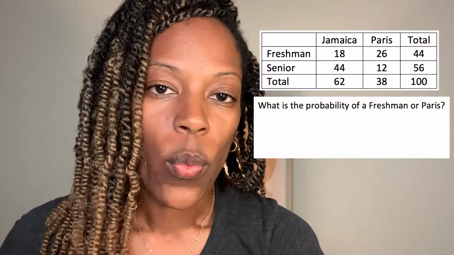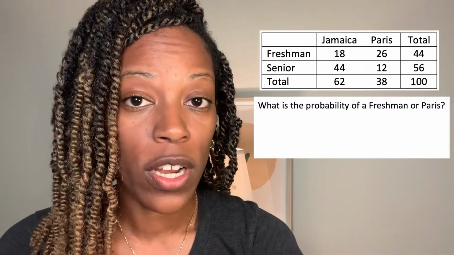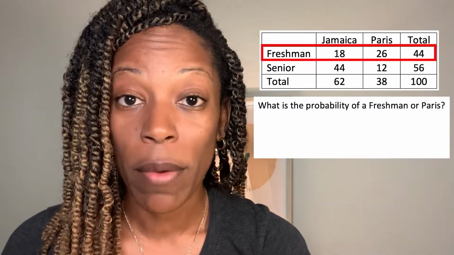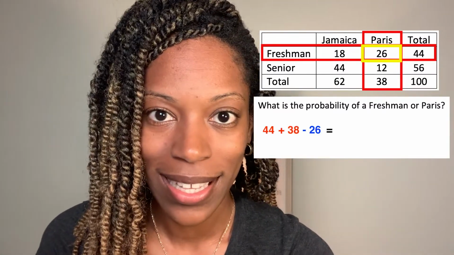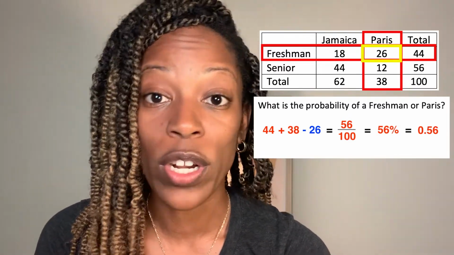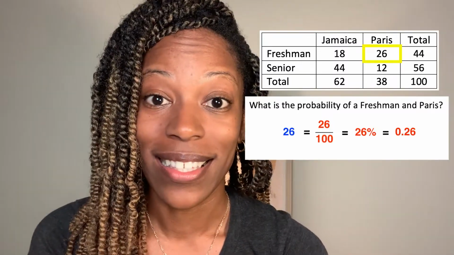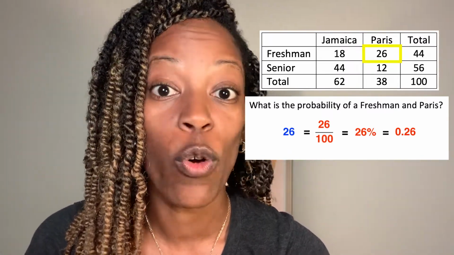Let's go back to the first example with the students to take a look at this. What is the probability of a freshman or Paris? To solve, you take the total number of freshmen, 44, plus the total number of Paris, 38, and subtract the intersection, 26. So your probability is 56 over 100 or 56% or 0.56. What about the probability of a freshman and Paris? For and probability, you only need to look at the intersection, 26. So the probability for freshman and Paris is 26 over 100 or 26% or 0.26.